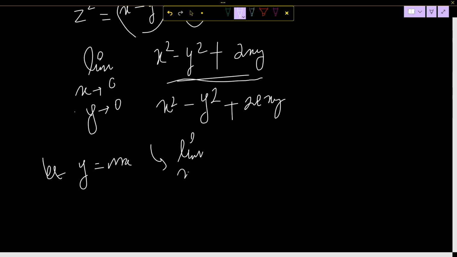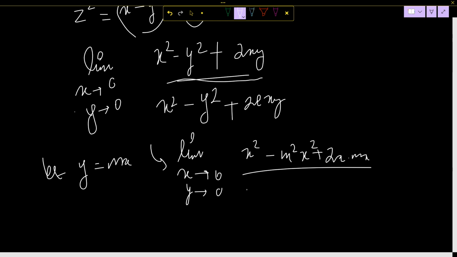limit x tends to 0, y tends to 0. x should remain as it is. y is your mx, so y square becomes m square x square, plus 2xy, that is 2x into mx, whole divided by x square minus m square x square plus 2y x, that is 2x mx.